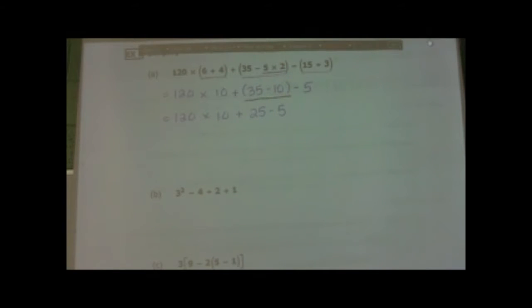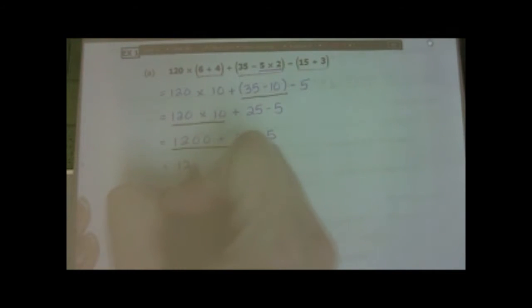Next, exponents, no exponents. Next, multiply and divide. I've only got one of those. That's this. That's going to be my next step. 120 times 10, this is easy. 1200 plus 25 minus 5. I've got add and subtract. Go from left to right.